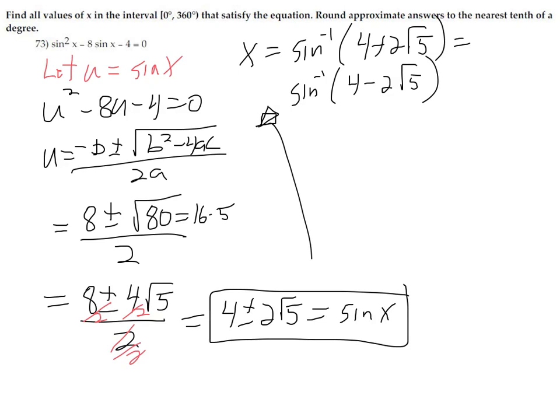And arc sine, okay, this, error. We'll investigate that. Let's do the other one. So arc sine of 4 minus 2 square root 5.